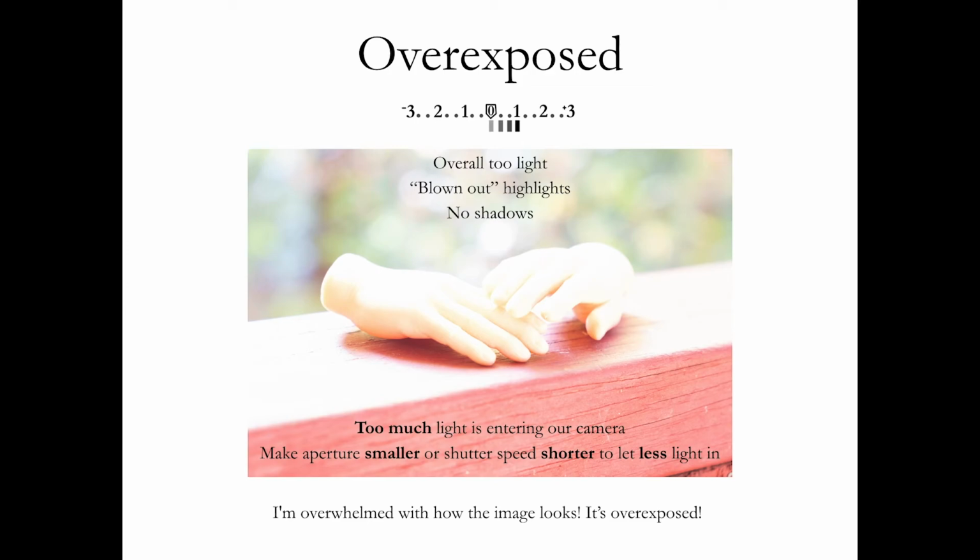I'm overwhelmed with how the image looks. It's overexposed. The image overall will be too bright, the highlights will be blown out, and there'll be no shadows. This means that too much light is entering our camera, so we need to make our aperture smaller or our shutter speed shorter to let less light in.